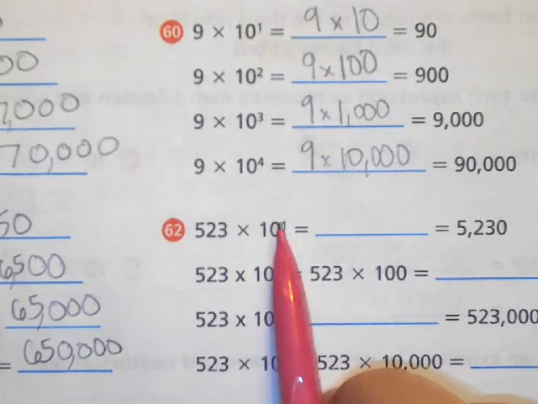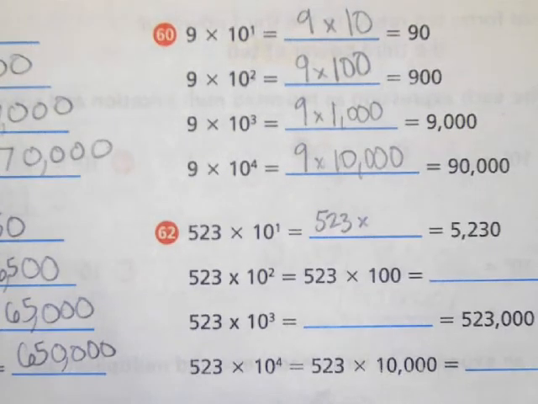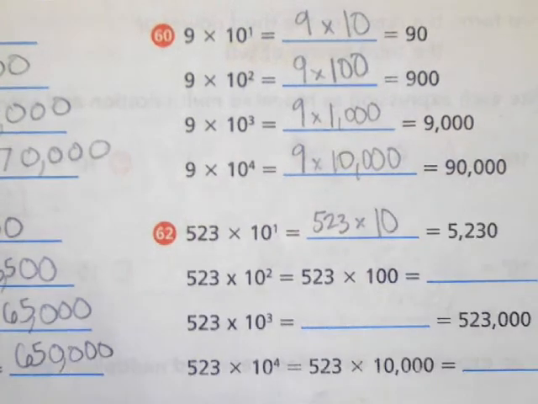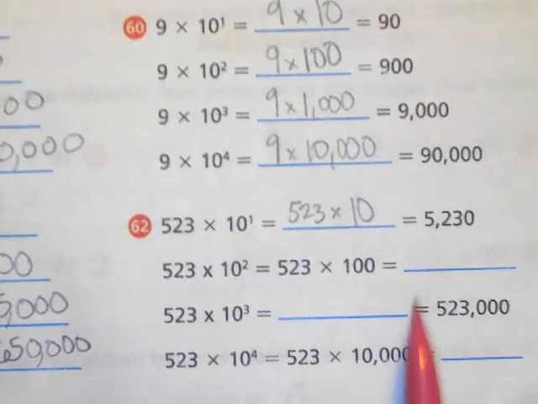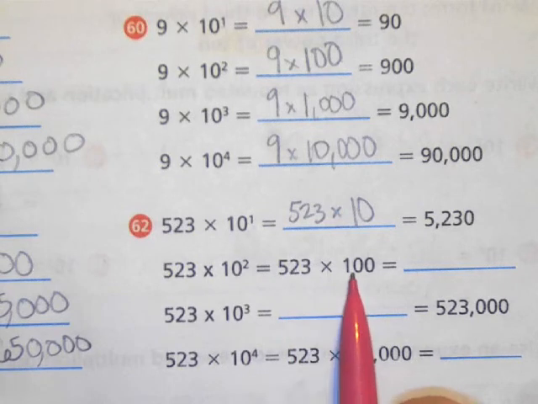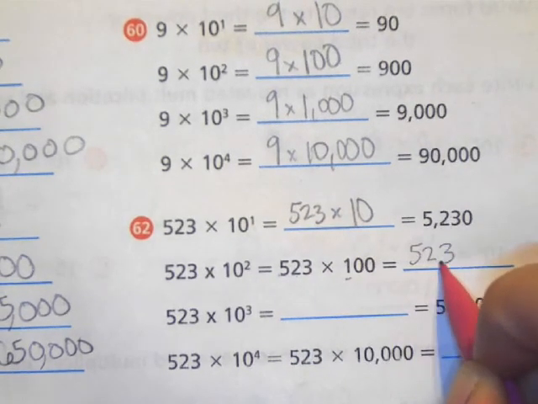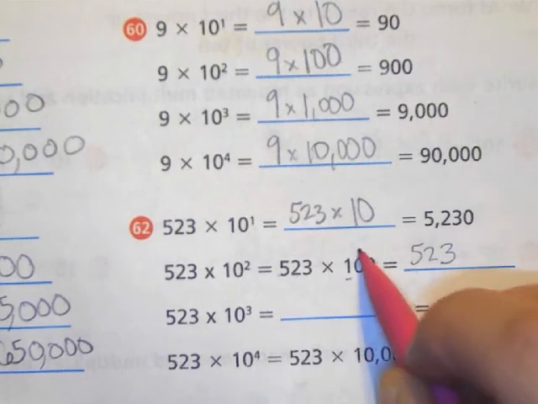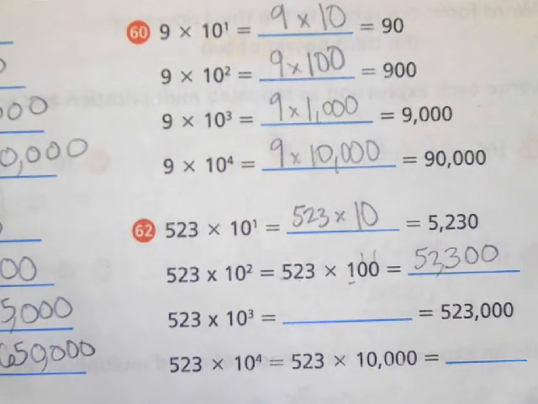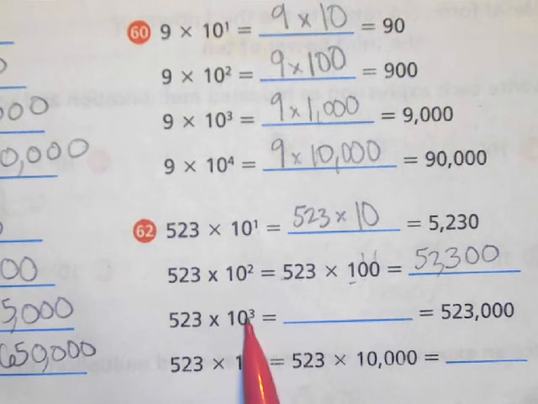Okay. I think the last one we're going to do is number 62. So they left off the middle piece this time. 523 times 10 to the first means 523 times how many tens? 1. Now they want us to solve. 523 times 10 to the second means 523 times 100. What's 523 times 1?